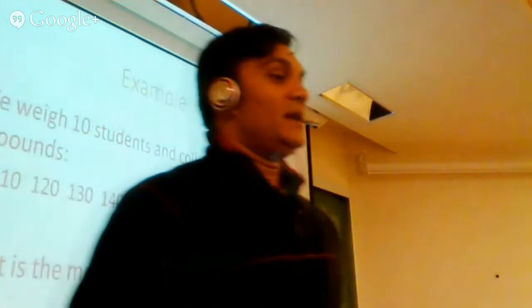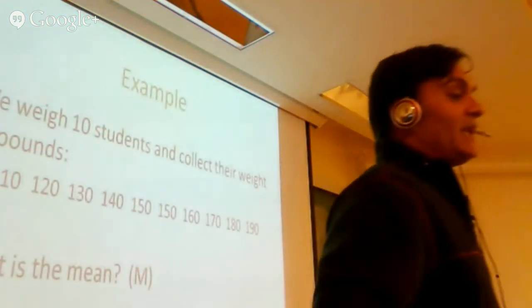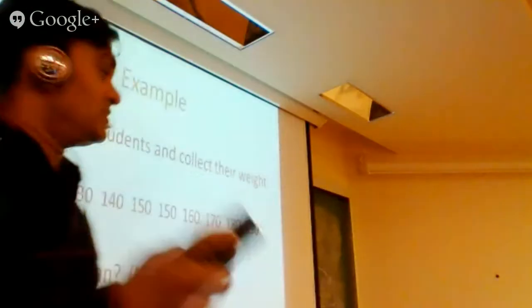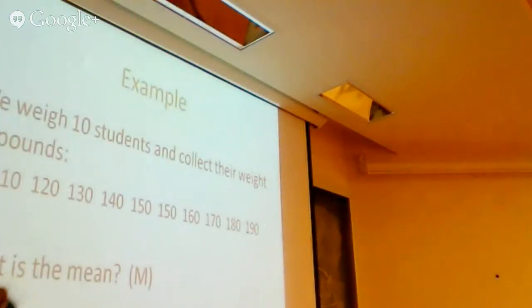So here's an example. Here are 10 students and these are their weights in pounds: 110 pounds, 120 pounds, 90 pounds. What's the mean? You add them all up and divide by 10, and we get 150. A deviation will be the difference between 150 and each of these numbers. That's how much each value deviates from the mean.